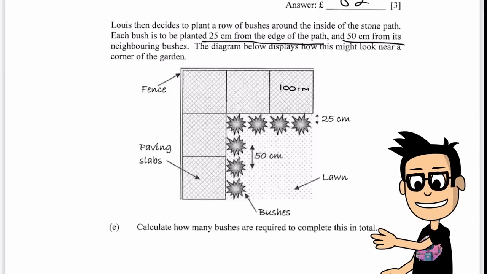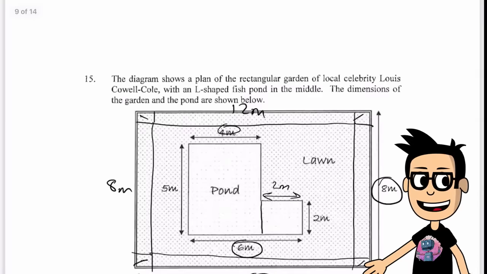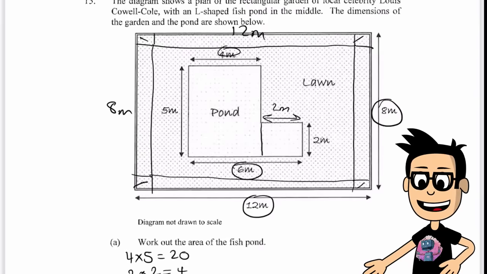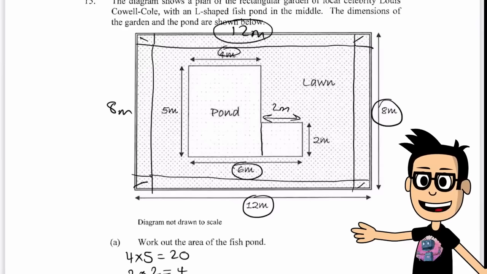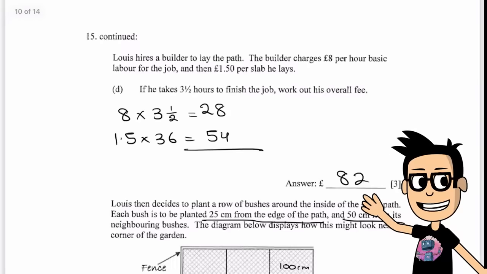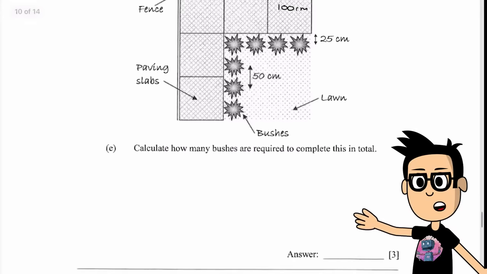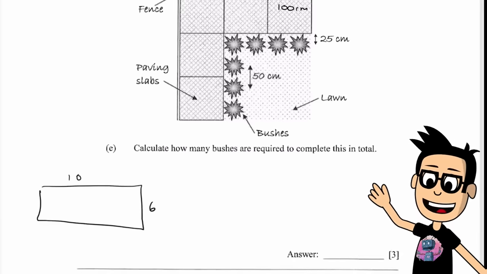Okay, so in order to calculate the number of bushes required, the first thing we need to understand is that we've got 100 centimeters as one specific slab. And as per the previous question, because we had 4 duplicates in the corners, the 12 meter now becomes 10 meters. And the 8 meter now becomes 6 meters, which means we now have a 10 by 6 shape left.